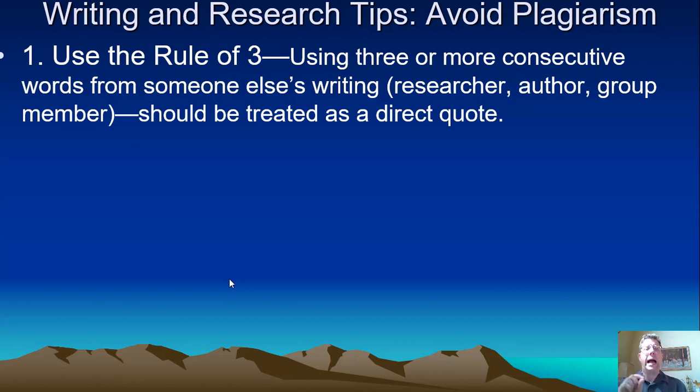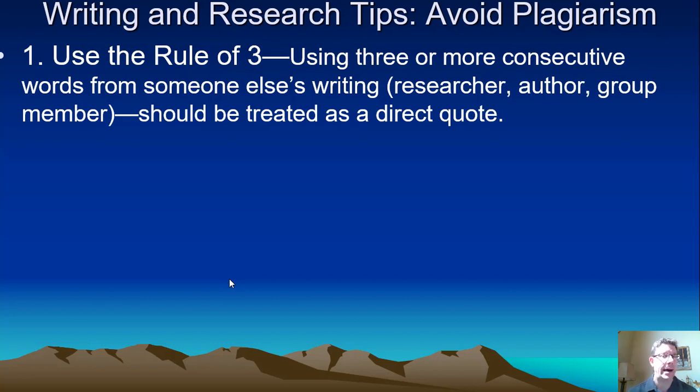All right, so how are you going to avoid plagiarism in this class? First thing, we're going to use something called the rule of three. If you use 3 or more consecutive words from someone else's writing, and it could be another researcher, another author, it could be a group member, if you're working on a research project, you need to treat that as a direct quote, okay? And if you don't treat that as a direct quote, it's plagiarism. That's simple. All right, 3 or more consecutive words.